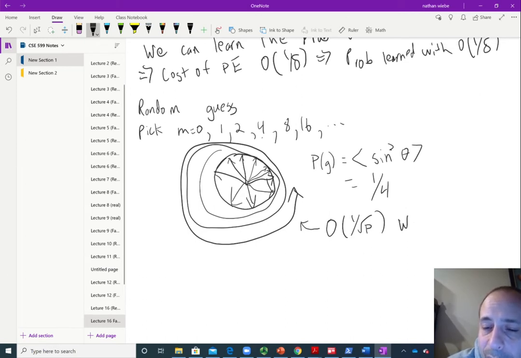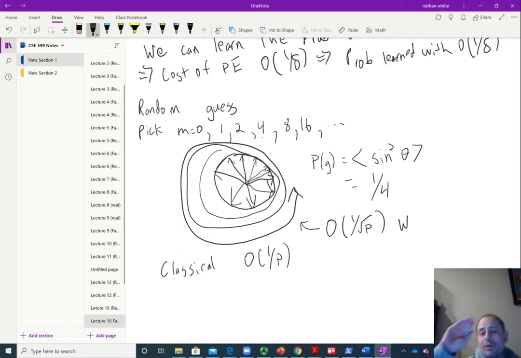applications of W. Again, if we wanted to do this using classical sampling techniques, we would require order 1 over P random samples before, with high probability, we would end up getting one in the good subspace. So that is how amplitude amplification and estimation works.